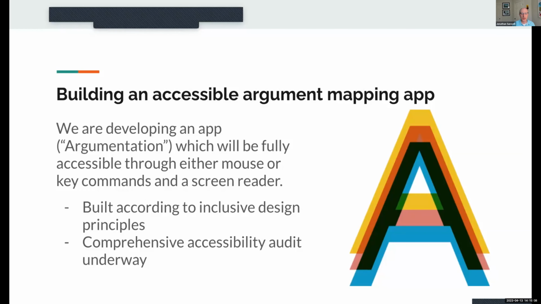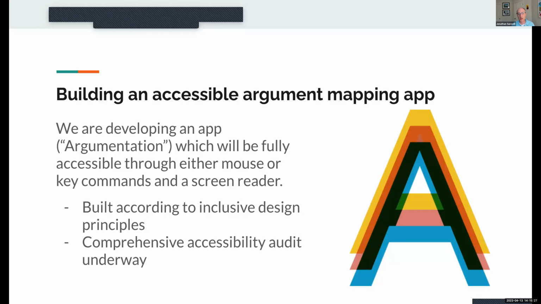So we've been building an app called Argumentation. That'll be the first fully accessible argument mapping app. A blind person can use it either through a mouse, or they can use it with key commands and a screen reader. And so a blind user can use it in the latter way.